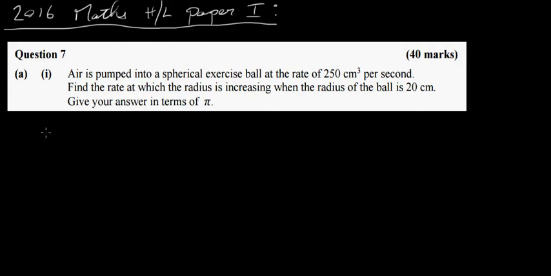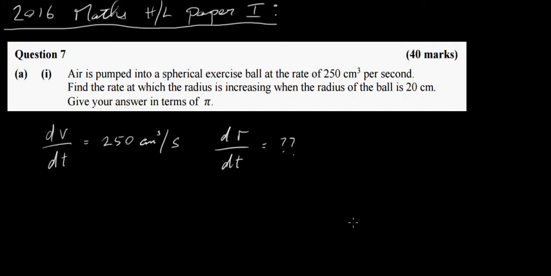So let me write that down. Being pumped with air at a rate of, so that's going to be dV/dt. The volume is changing with respect to time at a rate of 250 cubic centimeters per second. Find the rate at which the radius is increasing. That's dr/dt. The radius is increasing at a rate. So we want to find that out. What else can we write down?